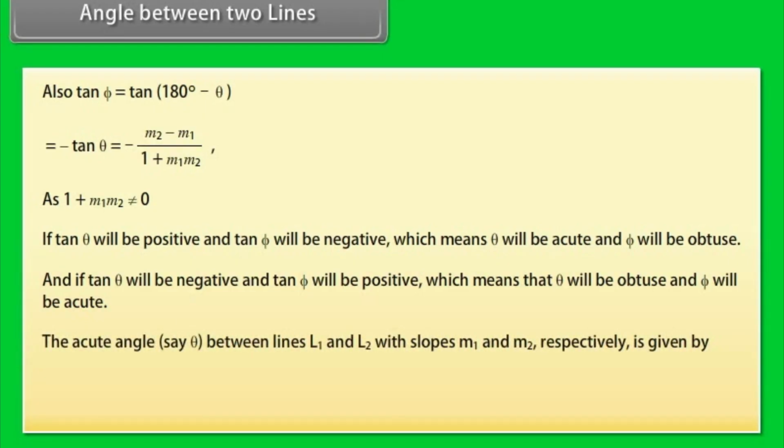The acute angle, say theta, between lines L1 and L2 with slopes m1 and m2 respectively is given by tan theta is equal to the modulus of (m2 minus m1) divided by (1 plus m1 m2), as 1 plus m1 m2 is not equal to 0.